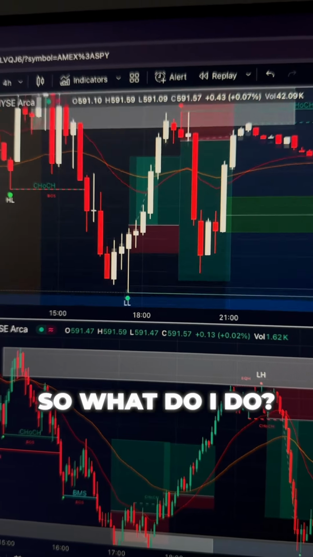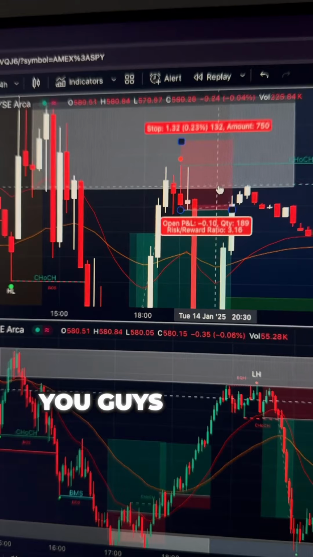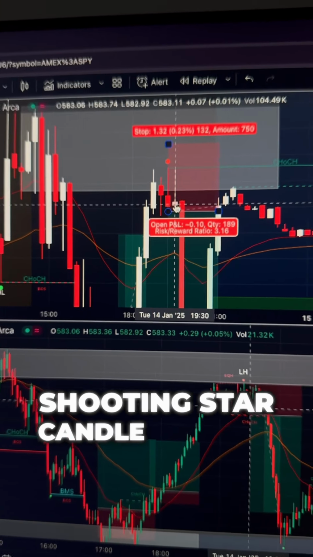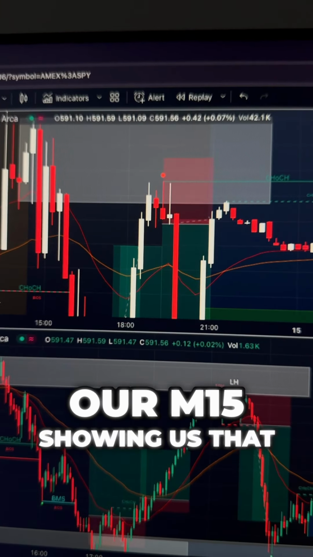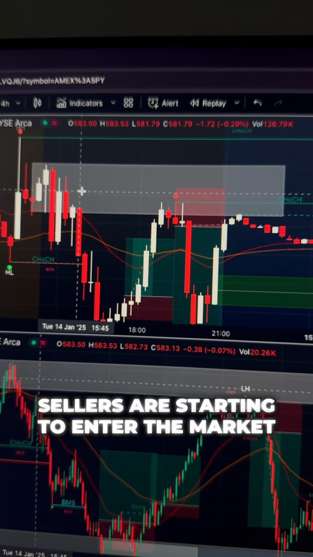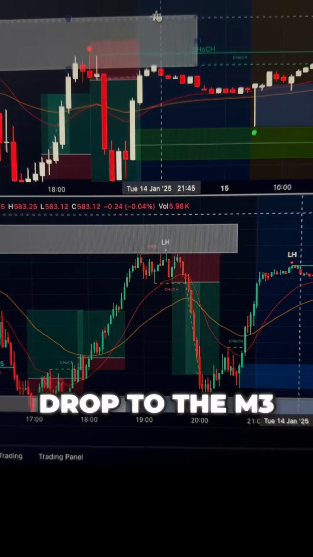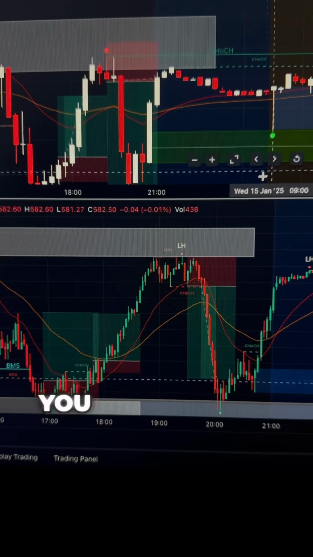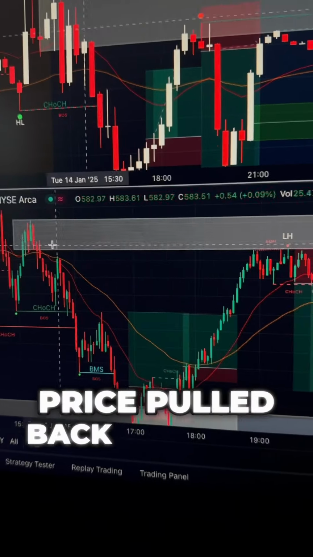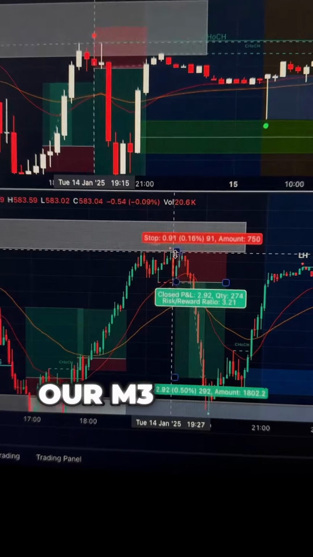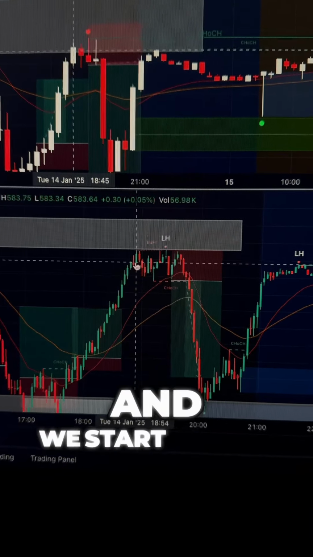So what do I do? I start to look for signs of entry. You guys can see that we have a shooting star candle form on our M15, showing us that sellers are starting to enter the market and that sell side liquidity is resting in this zone. We drop to the M3 in the same exact area. You guys can see that we do have price pull back to our M3 pivot as well, our M3 supply zone, and we start to kind of consolidate.